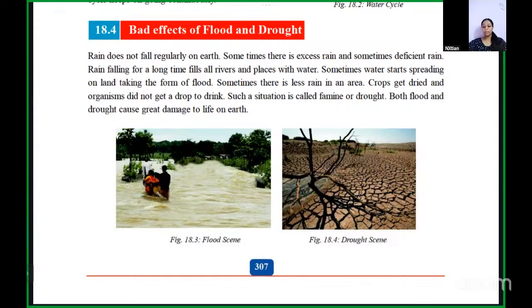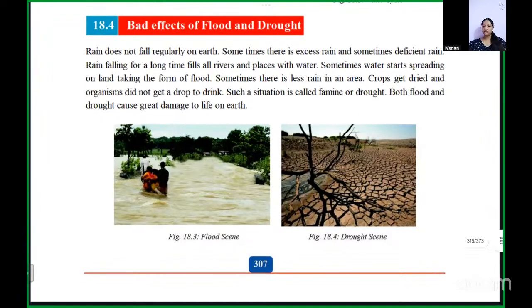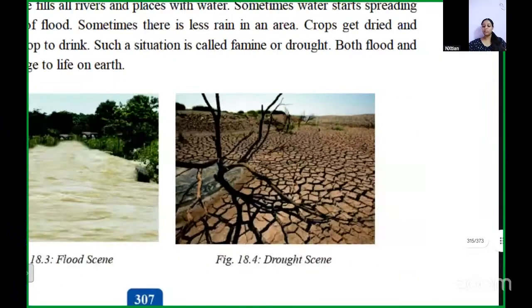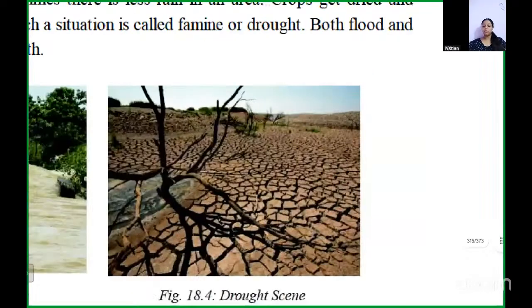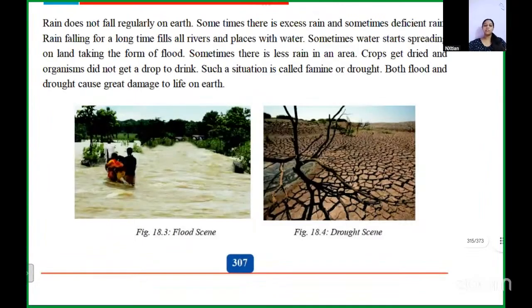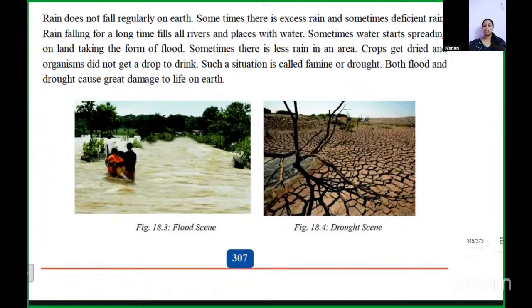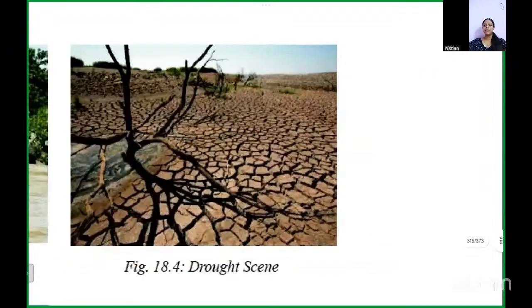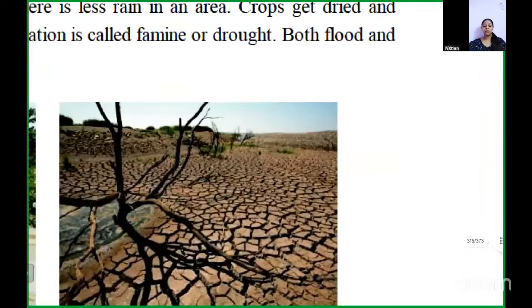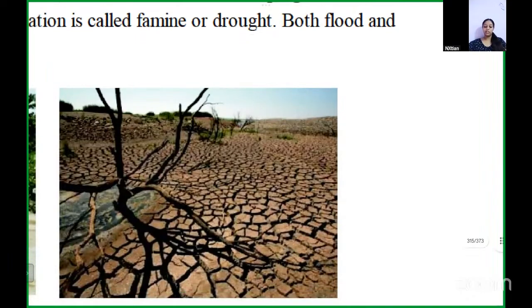Sometimes there is less rain in an area, so crops get dried and organisms do not get a drop to drink. Such a situation is called famine or drought. Both flood and drought cause great damage to life on earth. They are opposite to each other. In flood, there is excess water, too much water that comes on the land, but in drought, all the water dries up. When the rain does not happen in an area, all its water dries up, all the plants dry up and organisms start to die. That is known as a drought, and this is a flood.